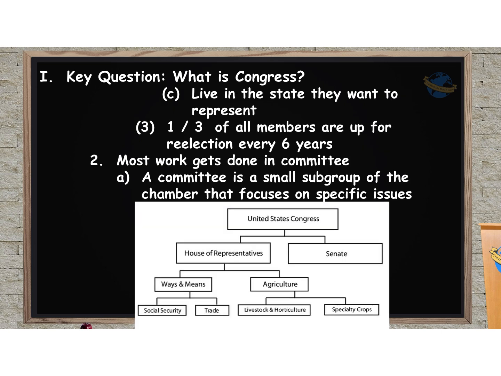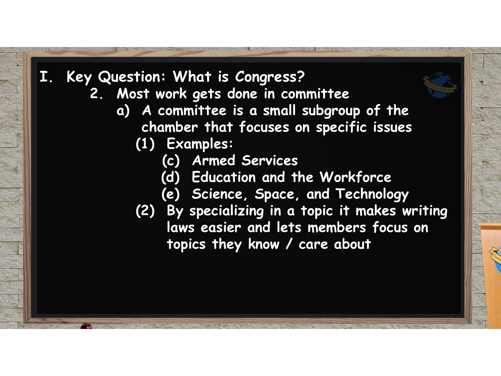Most of the work in Congress gets done in what we call a committee, and that's just a small subgroup of a chamber that focuses on specific issues. So, for instance, there is a Ways and Means Committee, and they take care of all the bills that have to do with Social Security, trade, spending, things like that, but they don't have to worry about any of the bills that have to do with agriculture, that is, farming. Other examples of committees are the Armed Services Committee, which focuses on the military, Education and the Workforce, that's pretty self-explanatory, Science, Space, and Technology, and so on and so forth.